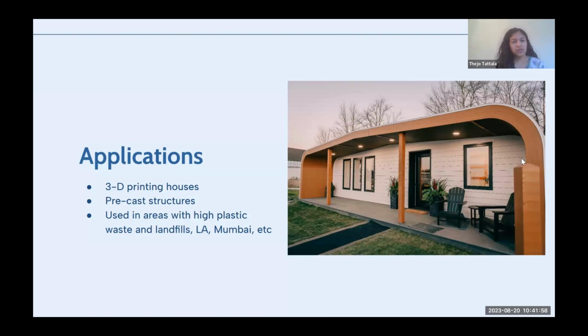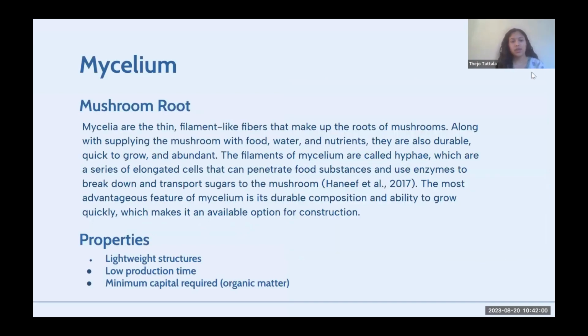And they're also very cheap, so they can be used for low-income families. The second material I investigated was mycelium, which is basically mushroom root. Mushroom root mycelia are thin filament-like fibers that grow very quickly, and they're also very durable and strong.